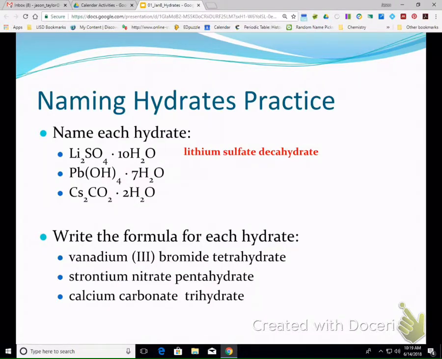All right, the next bullet, we have our Pb back. What is the Roman numeral this time? If you said 4, you're right. This is lead(IV) hydroxide. 7 is heptahydrate.